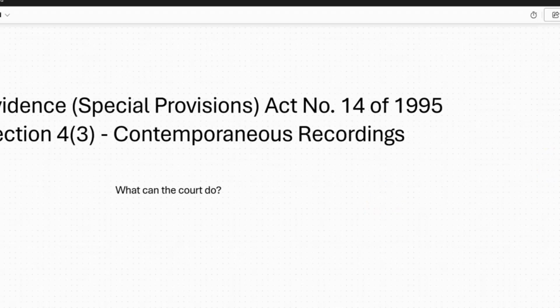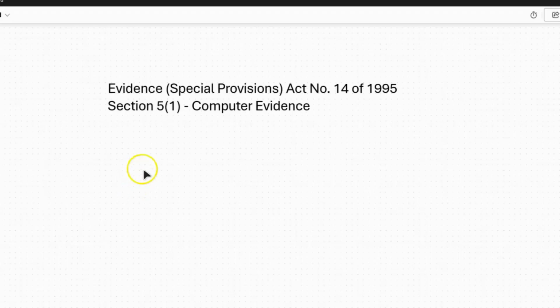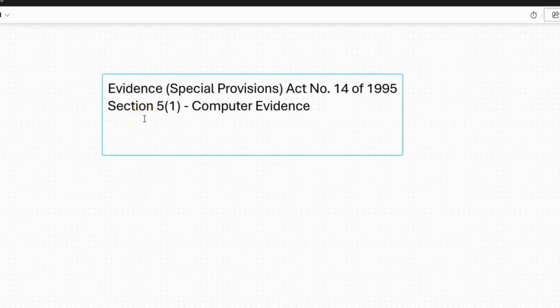a CCTV recording is stored in an old format that today's computers cannot play. The second one, a forensic expert converts it into an MP4 video. The third one, the court may accept the converted MP4 version instead of the original tape. The next one, section 5.1.